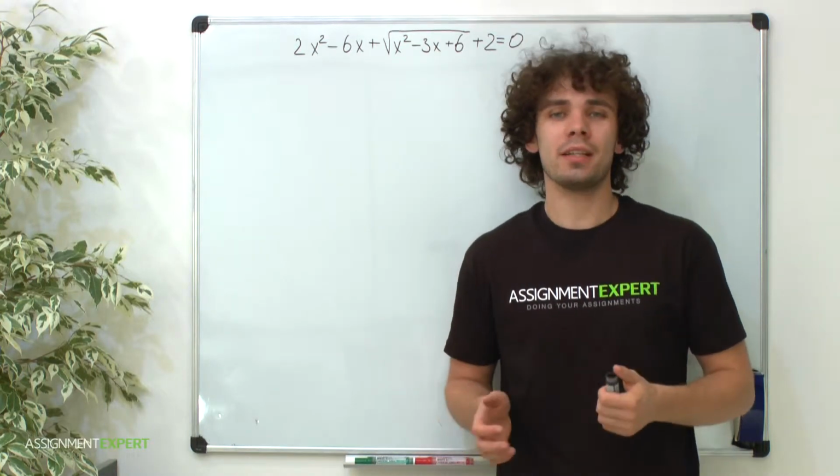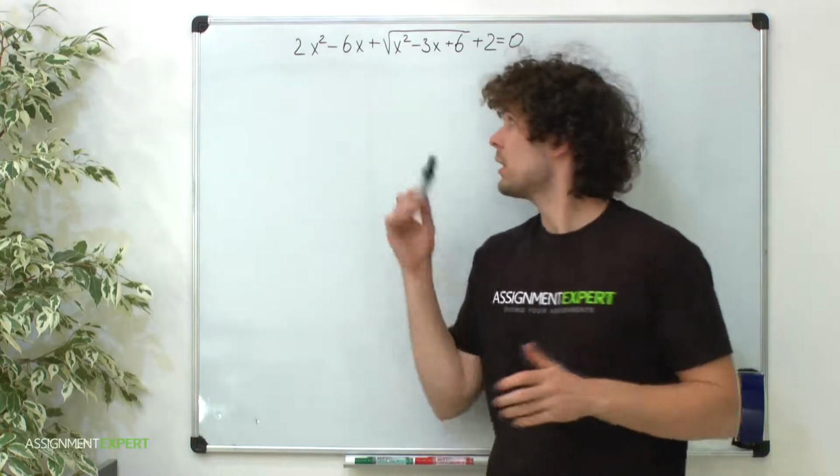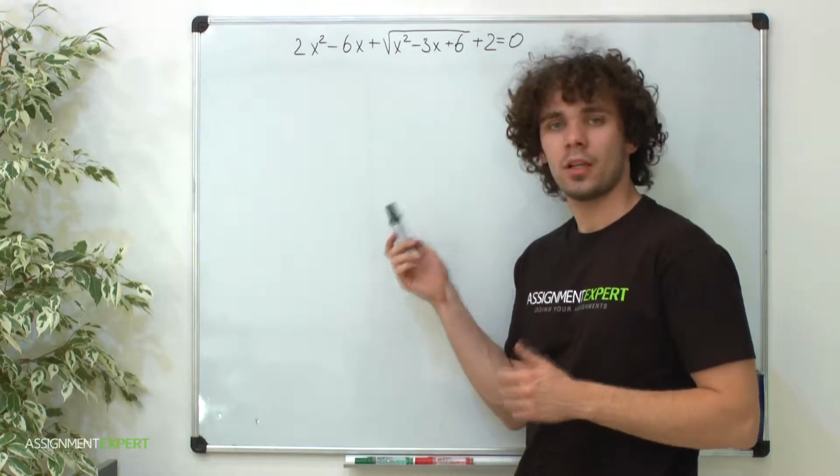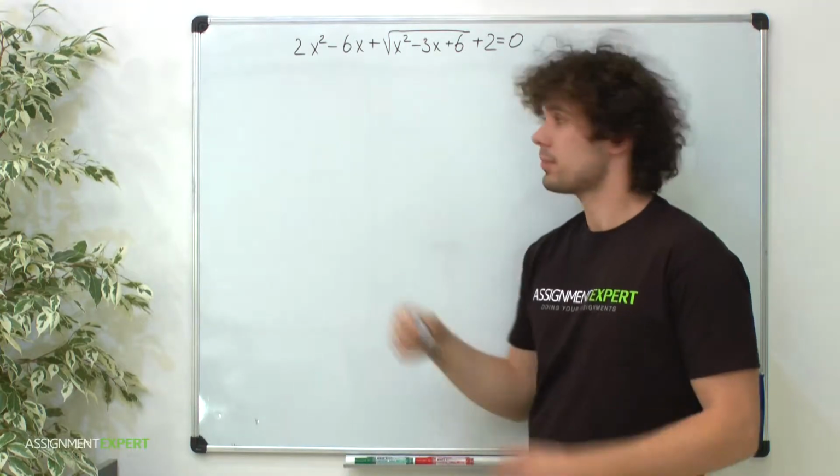Greetings! Today let's solve another equation with radicals, this one. Let's have a closer look at our equation. First of all, we can factor out 2 in the first two terms.